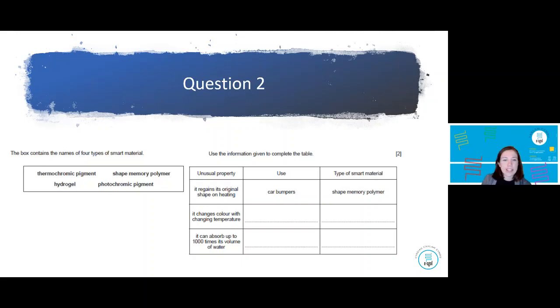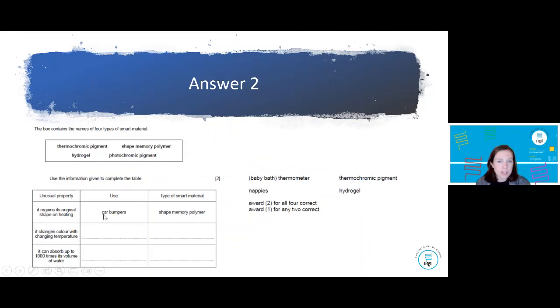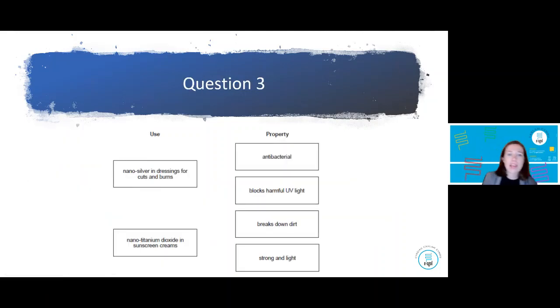Okay, let's have a look at the answer. Thermochromic pigment is the smart material that changes colour with change in temperature. And then the final one in the table, it can absorb up to 1,000 times its volume of water. That will be a hydrogel. The examples that they have chosen are a baby bath thermometer for the thermochromic pigment and nappies for the hydrogel. If you have put any other correct uses there, then you would get the mark. Well done.